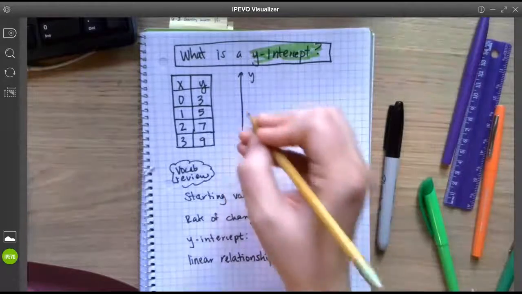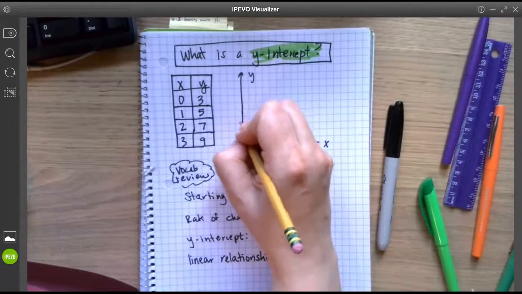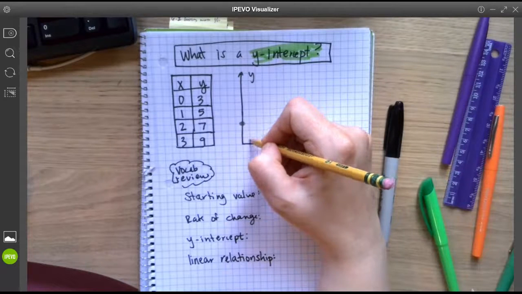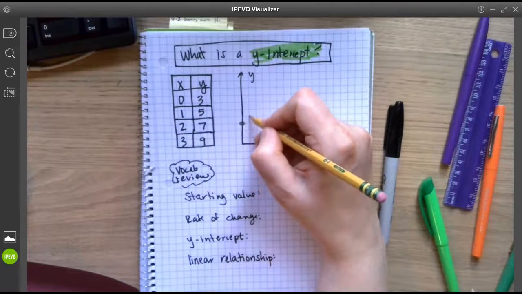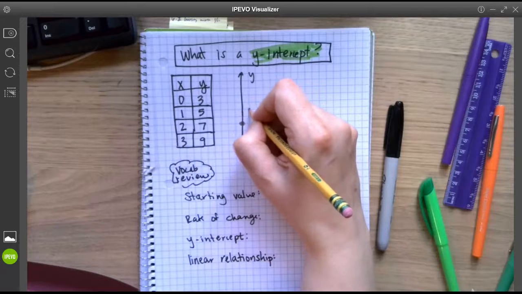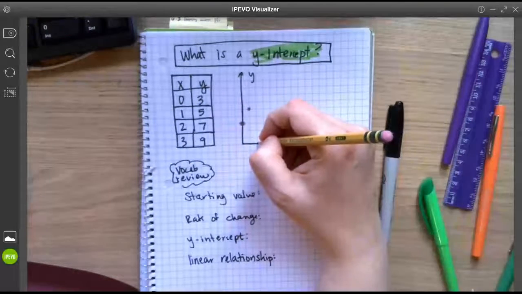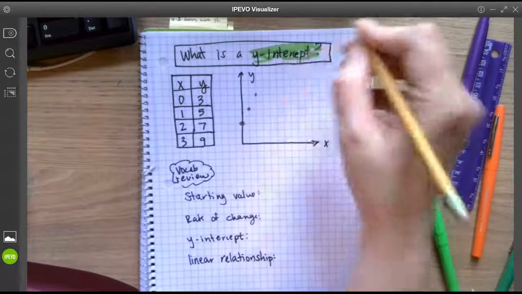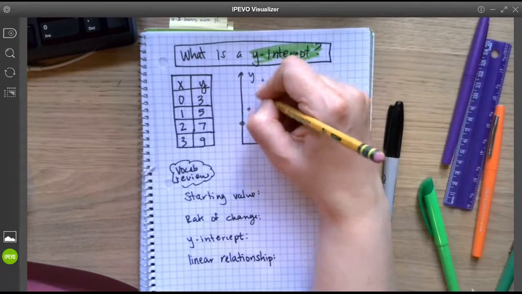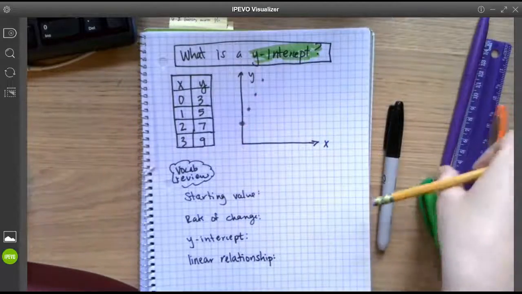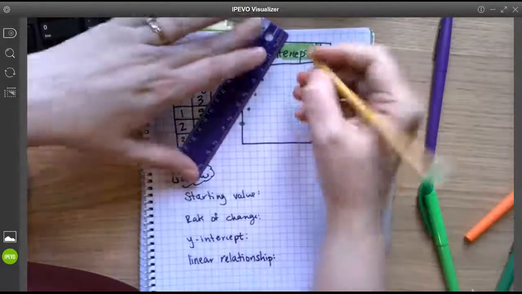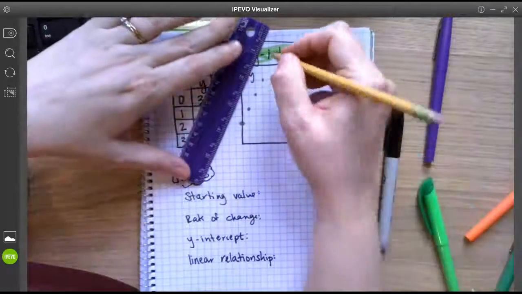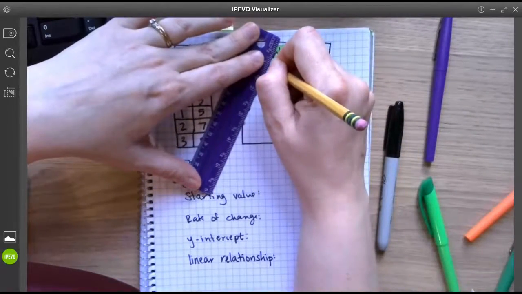When x is 0, y is 3. That goes right here on that point. When x is 1, it goes up 5. So 1, 2, 3, 4. It goes right here. When x is 2, y is 7. So that goes here. And you can see the pattern. I could keep this pattern going if I wanted to.